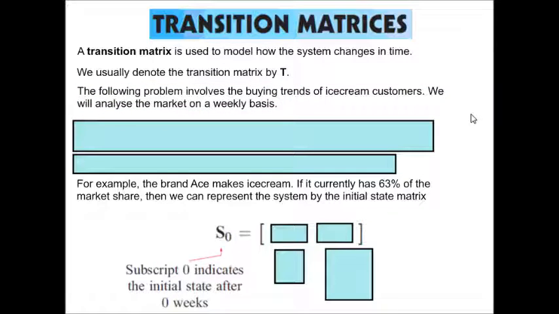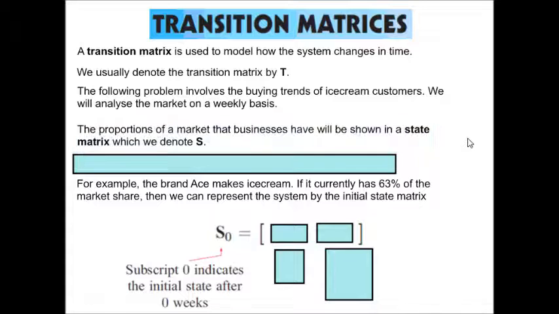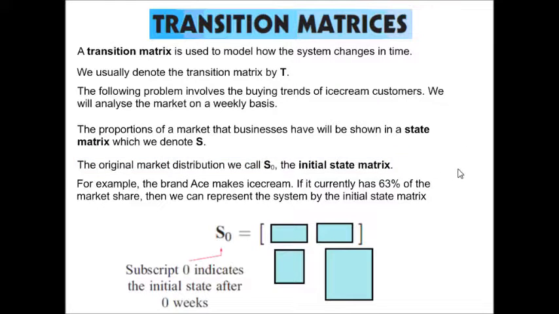Now the problem we will use as an example is looking at the buying trends of ice cream customers, and we'll analyse that over a weekly basis. So the state matrix is the beginning situation. So S will be the starting state. So S0, so subscript 0, is the initial state matrix.